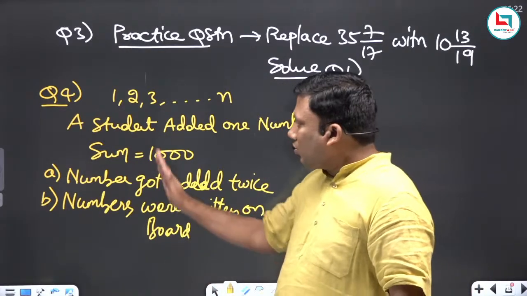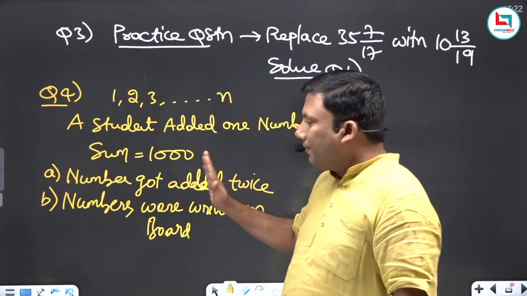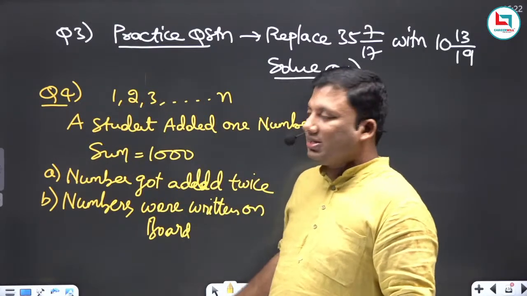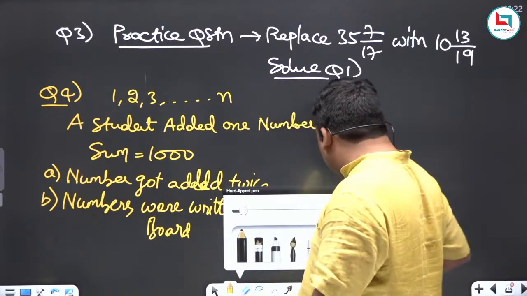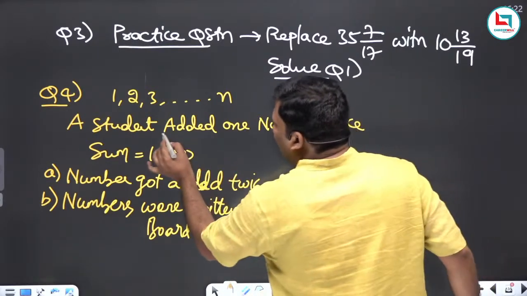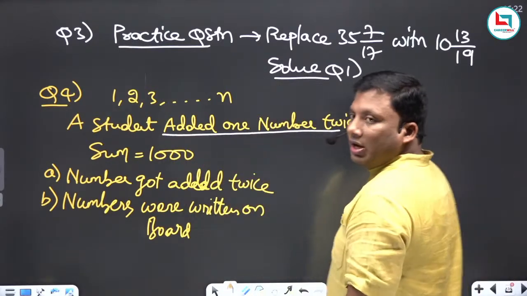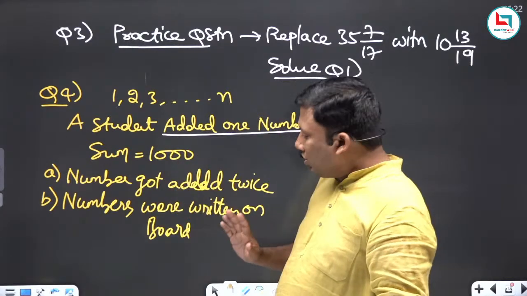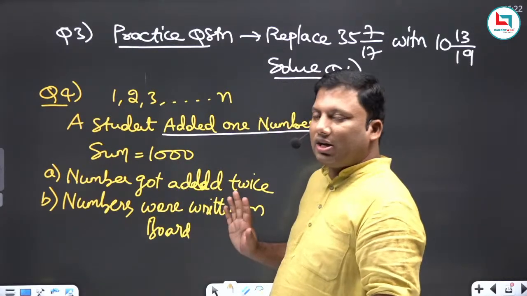Again, I am repeating the question. 1, 2, 3 till n. The teacher asked a student to add these numbers and tell the sum. The student added one number twice and got the sum as 1,000. Find the number he added twice. How many numbers were written on the board?